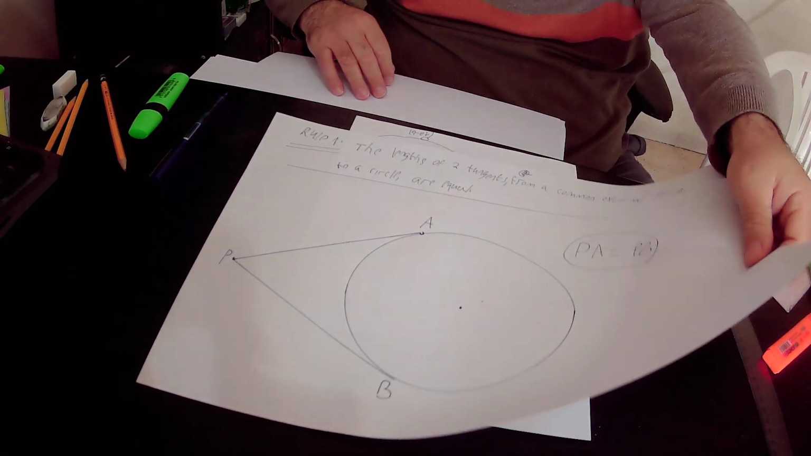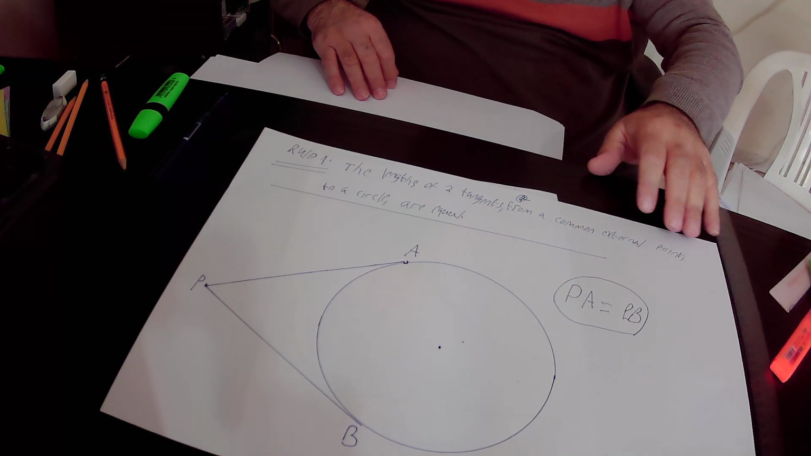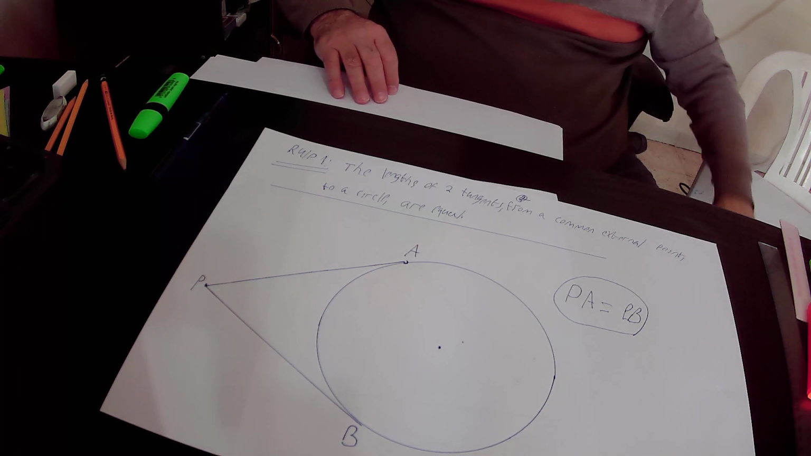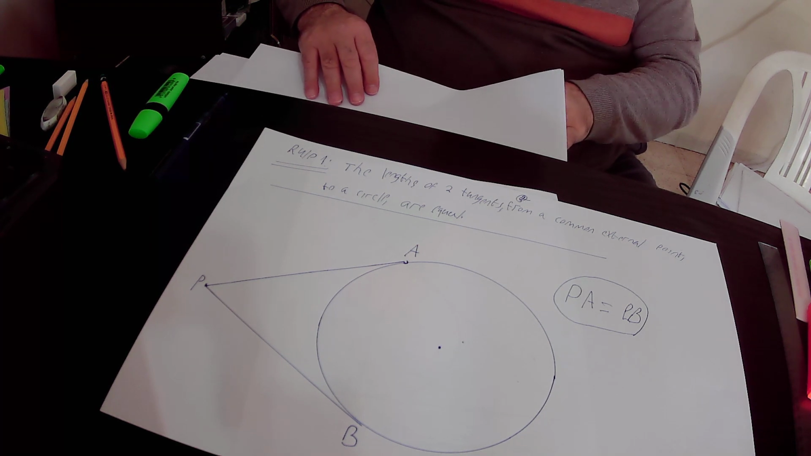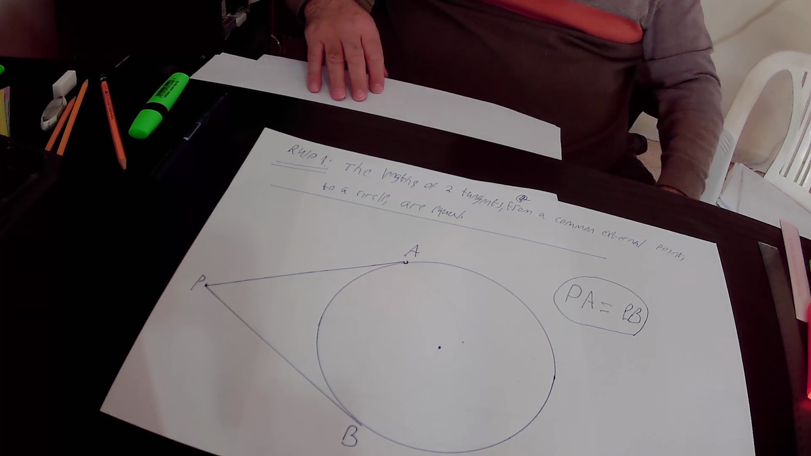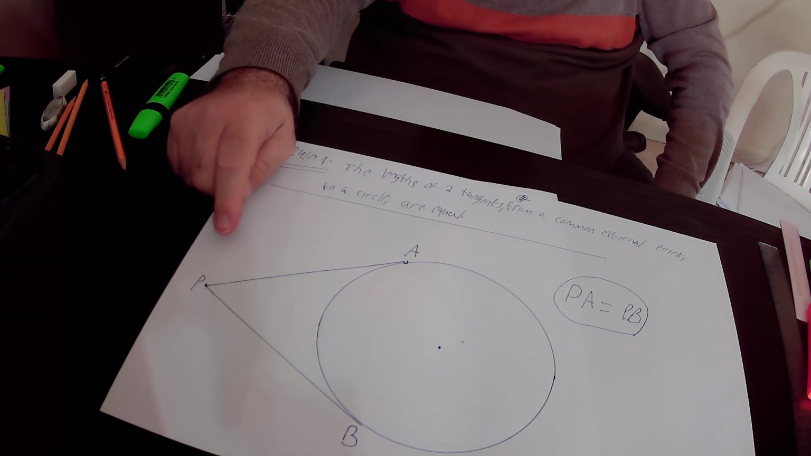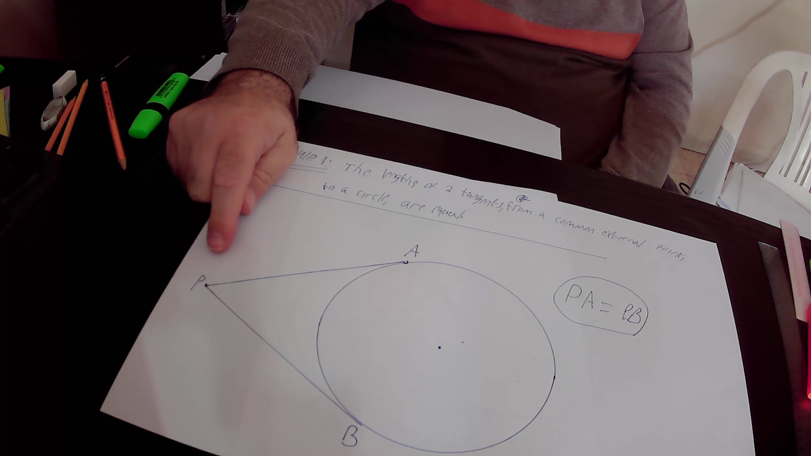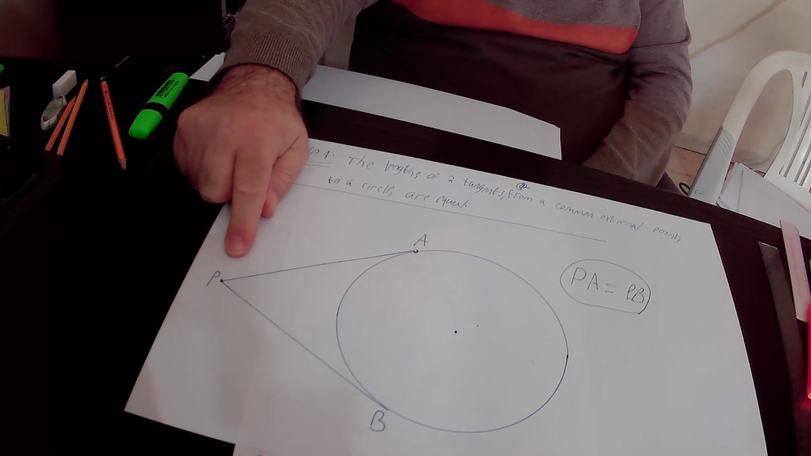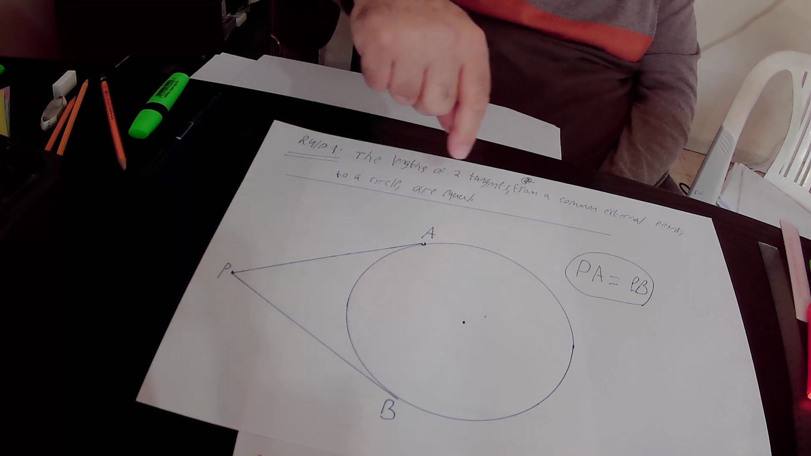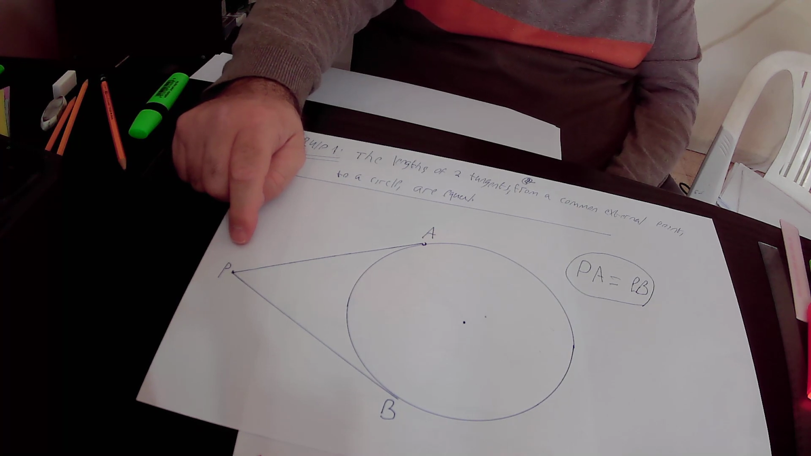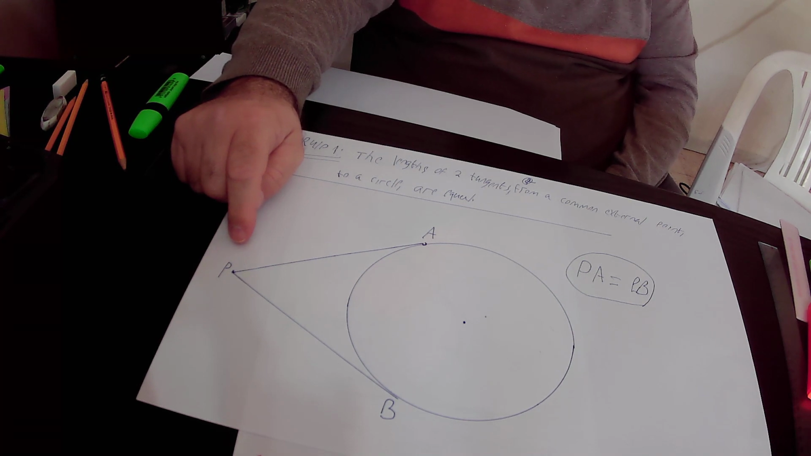According to rule number 1, the lengths of two tangents from a common external point to a circle are equal. So what is the meaning of rule number 1? The meaning is that if we have this circle and point P, that is a common external point. Why is point P an external point? Because point P is not located inside this circle, nor on this circle, but it is located outside of this circle.